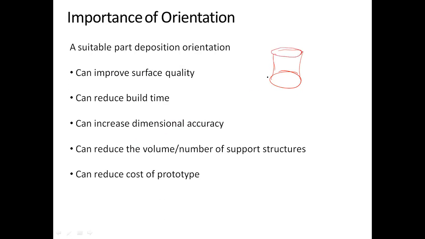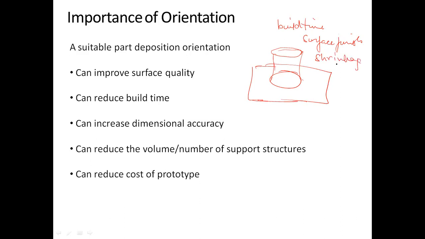Now before you go for slicing, you need to put this onto the part bed. This is your bed. So how are you going to keep this on the bed, in order to, as you already know, optimize build time, surface finish, and shrinkage, or mechanical properties. You can also call it mechanical properties. All these things need to be understood before you start to go for orientation.